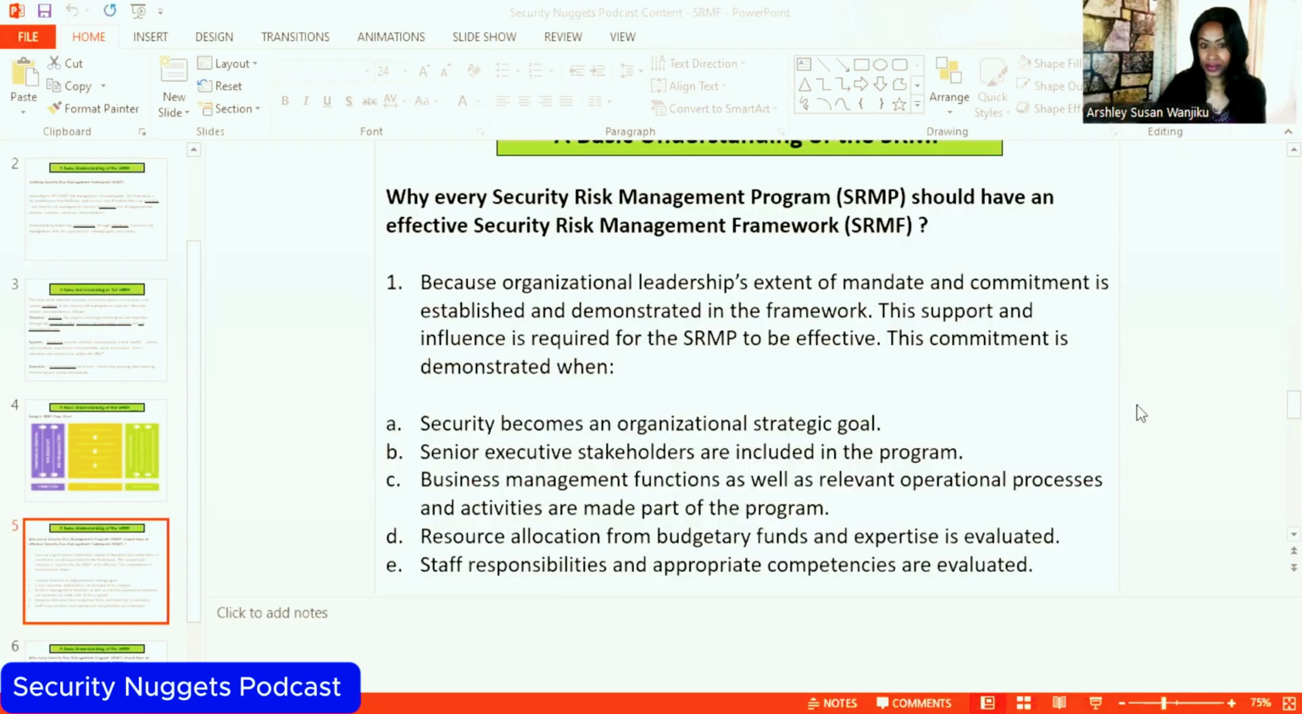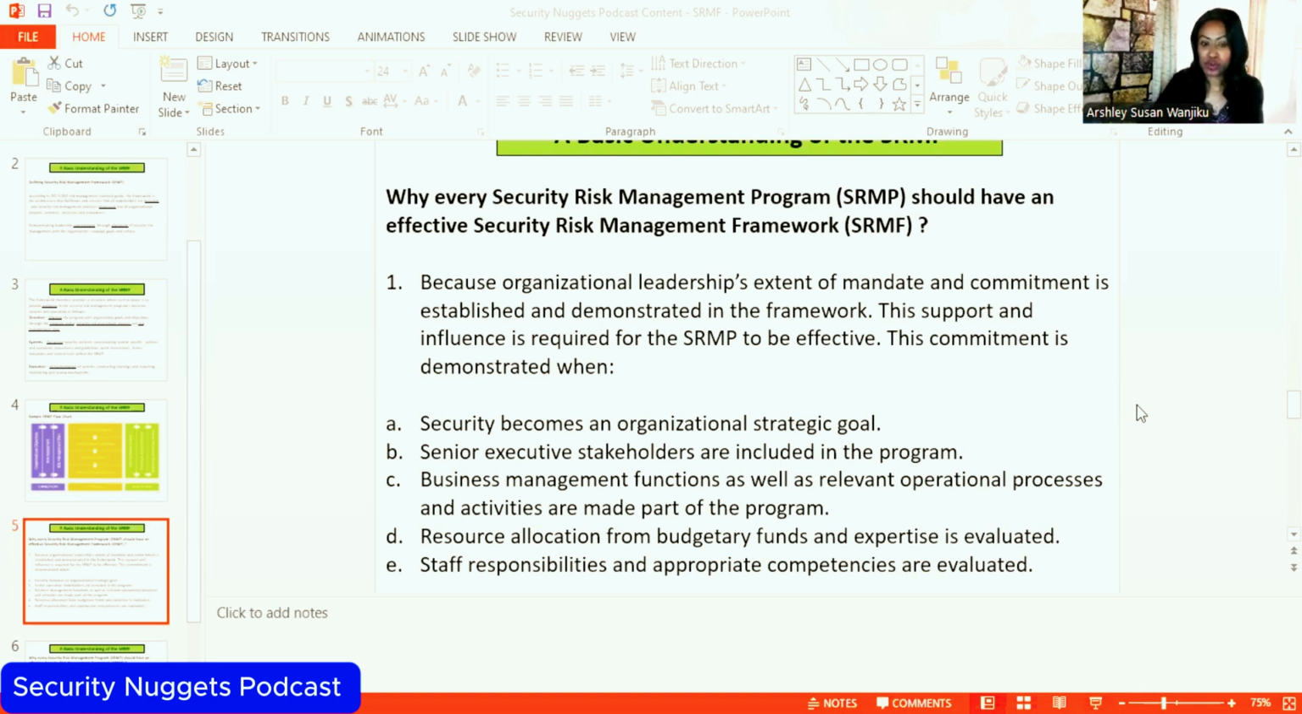Now, moving on, why should every security risk management program have an effective security risk management framework? One of the reasons why this is important is because organizational leadership's extent of mandate and commitment is established and demonstrated in the framework. This support and influence is required for the SRMP to be effective. This commitment is demonstrated when, A, security becomes an organizational strategic goal, all right?